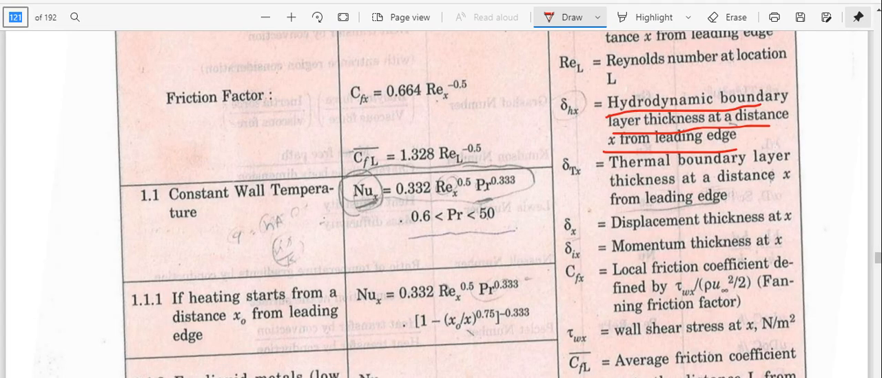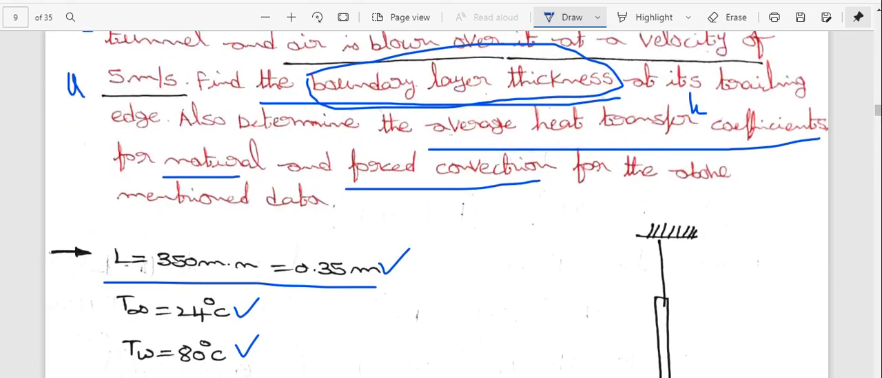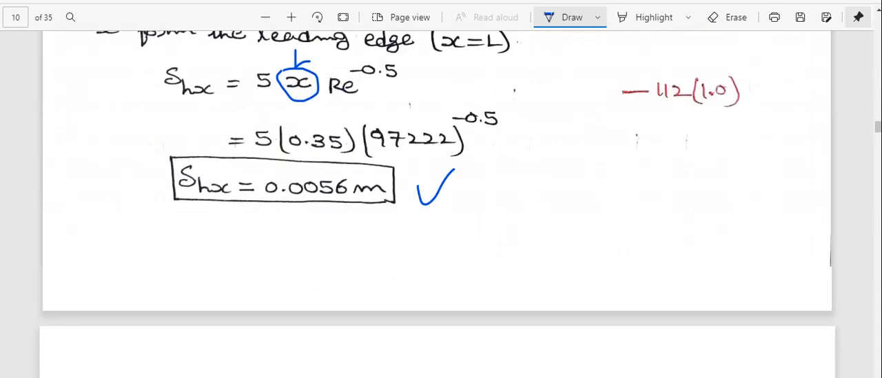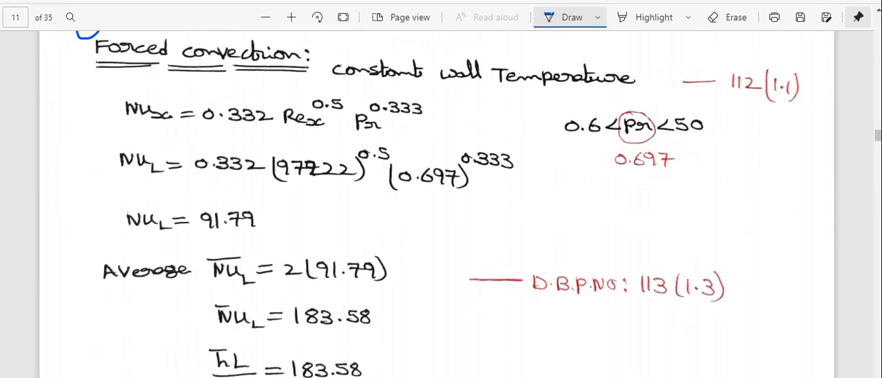Now we can consider constant wall temperature. Here in the forced convection, Nux is equal to 0.332 Rex power 0.5 into Pr power 0.33. We need to consider the forced convection formula. So here this is the Pr power 0.33.